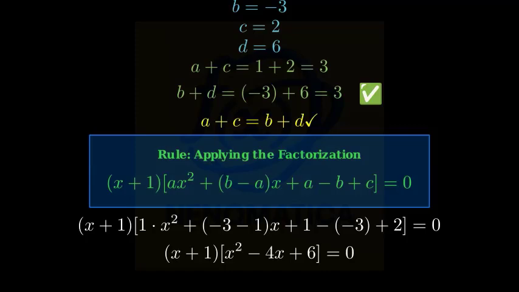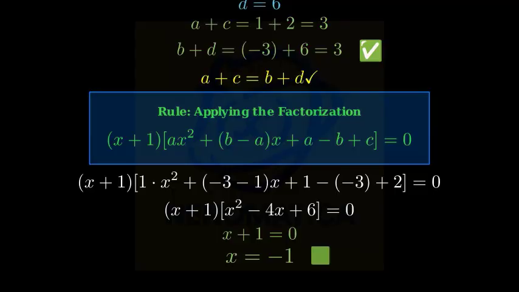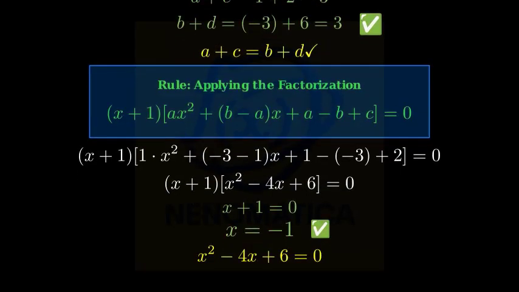Now we can find the roots of this cubic equation. From the factored form, we can see that x plus 1 equals 0 is one solution, which means x equals negative 1 is our first root. For the second factor, we need to solve the quadratic equation x squared minus 4x plus 6 equals 0.